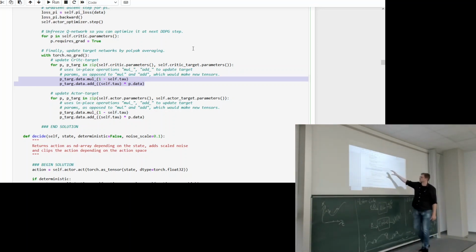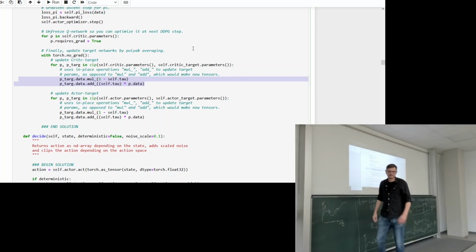So that's why it's also done twice here, once for the critic and once for the actor. But it's actually the same operation that happens, right? You see 1 minus tau and tau times the actual parameters.